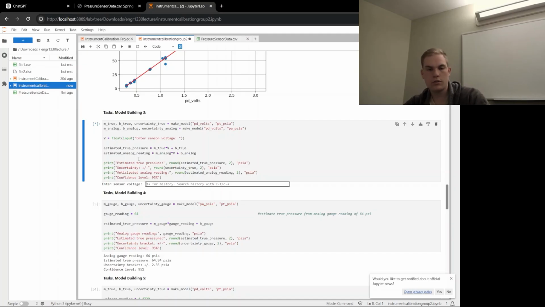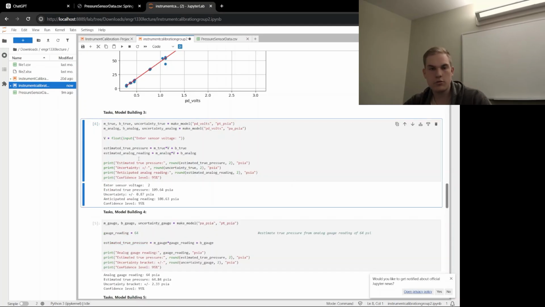So, say we use a sensor voltage of 2. It gives us our estimated true pressure, our uncertainty, plus or minus 0.87, our anticipated analog reading, and our confidence level.